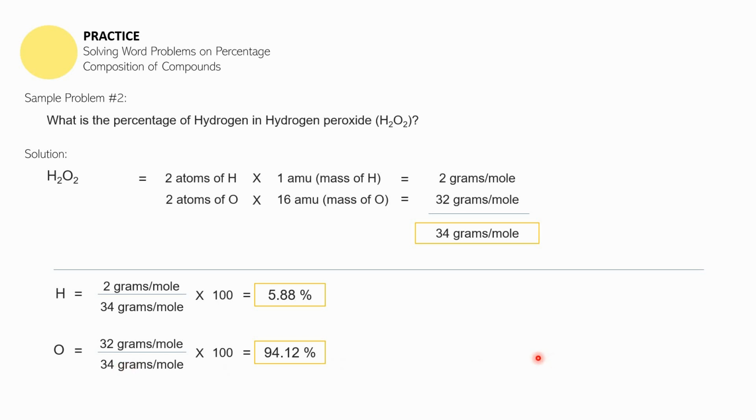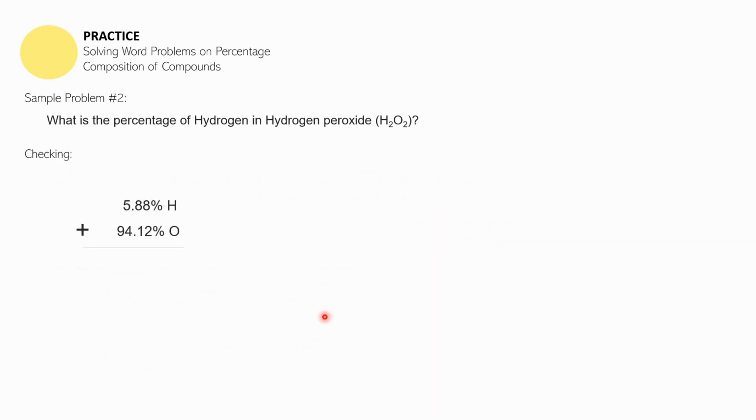Madali lang kasi, dami na nating mga examples dun sa molar mass. And then, you're just basically getting the percentage of a given element from the compound where it comes from. And what you use is itong mga products nila dito. So, how do you check this? We're just going to add 5.88 and 94.12, and we'll be getting 100. So that is 100% for hydrogen peroxide. That means our operations are correct.